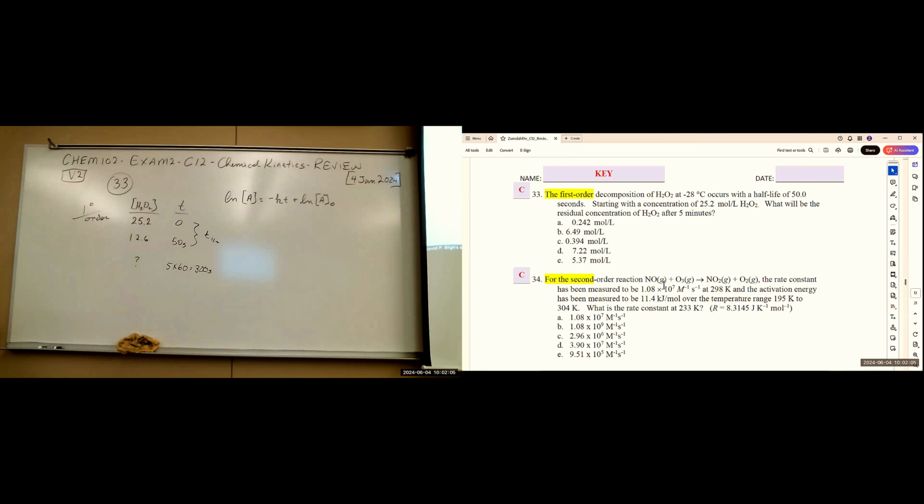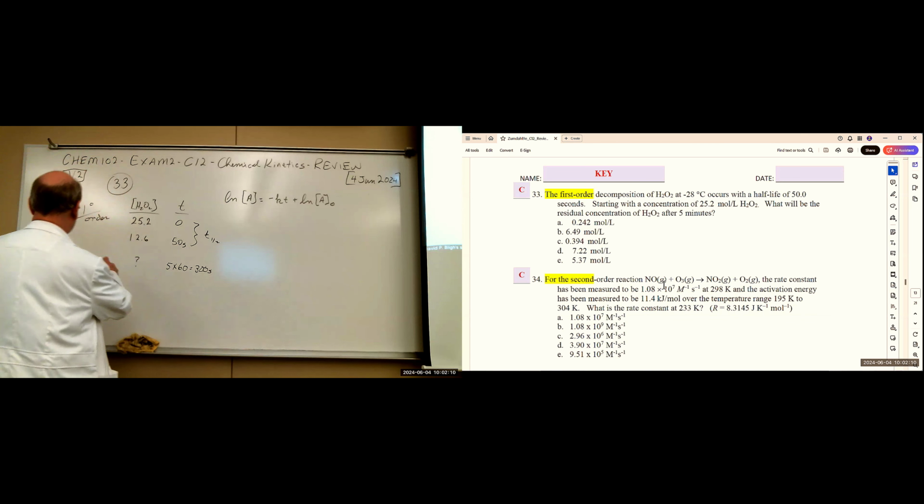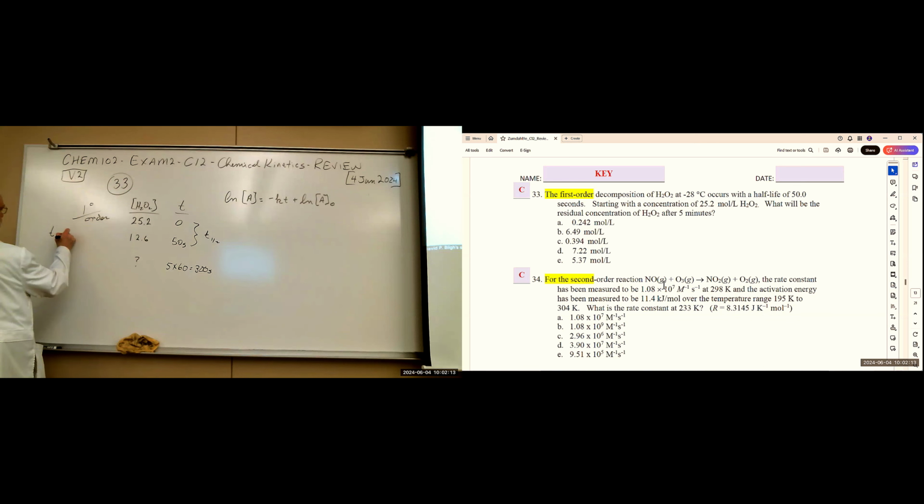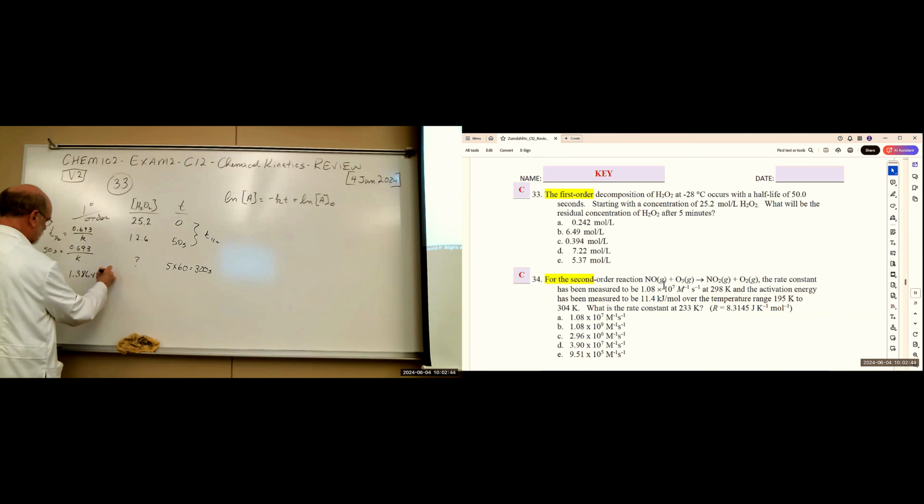Correct? I'll write that right. Okay. Also, the half-life is 0.693 over K. So T 1/2 equals 0.693 over K. We can't use that equation until we know what K is. So we got to find out what K is. So the first half-life is 50 seconds, 0.693 over K. So K is simply 0.693 divided by 50. Which is 1.386 times 10 to the minus 2.